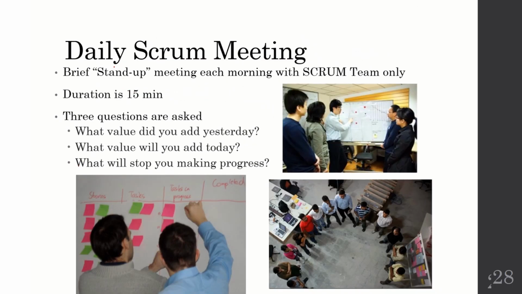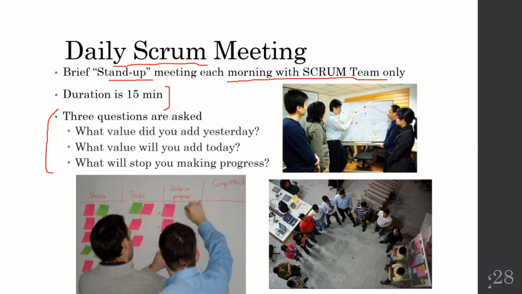Now finally, we have the daily Scrum meeting. This is also known as a brief stand-up meeting that is conducted each morning with the Scrum team only. And this lasts for 15 minutes. That's why we are calling it a brief or a stand-up meeting. And basically these 3 questions need to be answered by the individuals of the team.